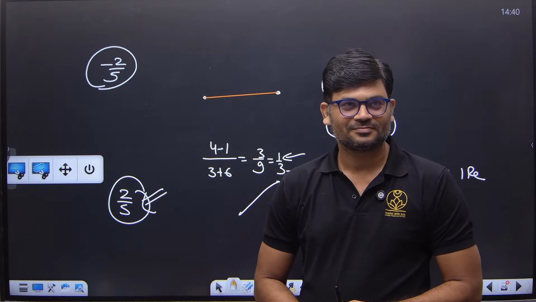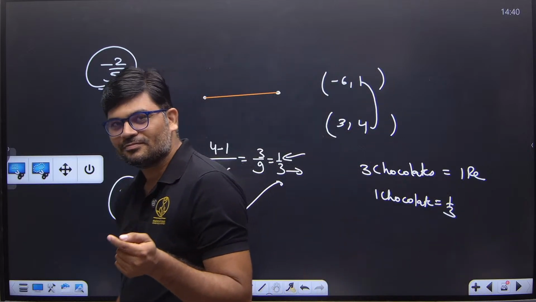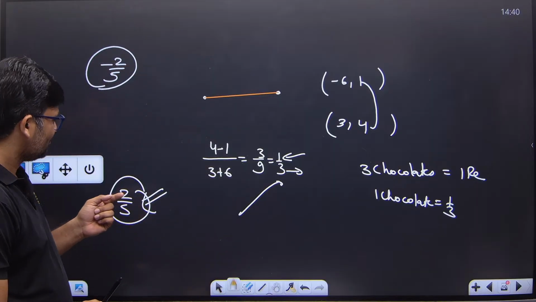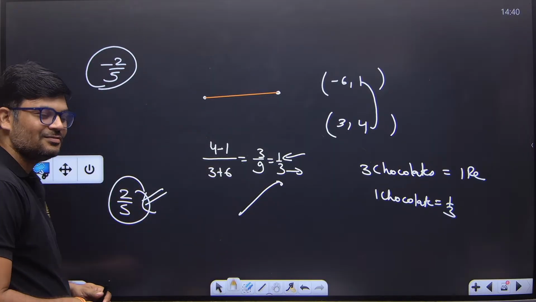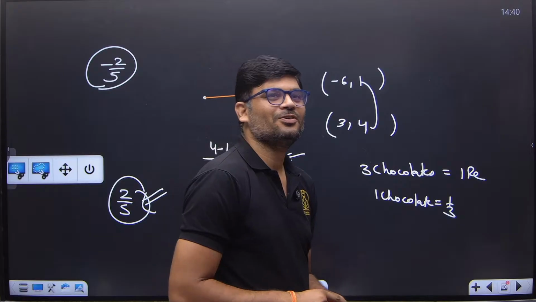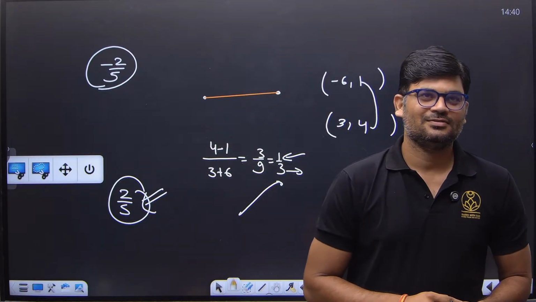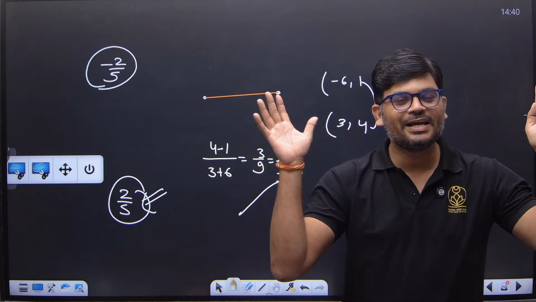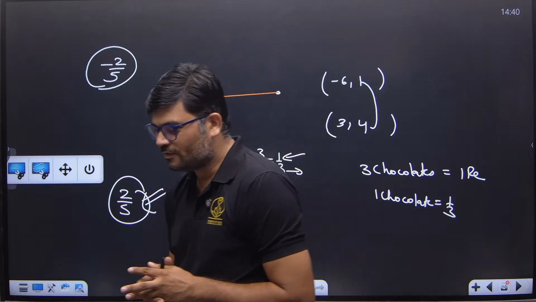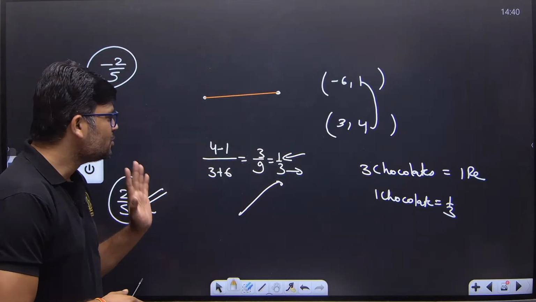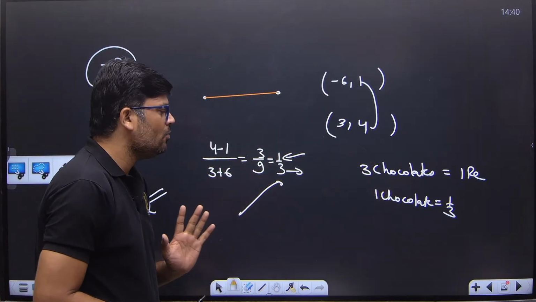So an increase of 5 in the run will result in a decrease of 2 in the rise. Very good one. Understood? Mathematically, imagination, everything. Good one. So that is the slope we have got. Now we got the slope.